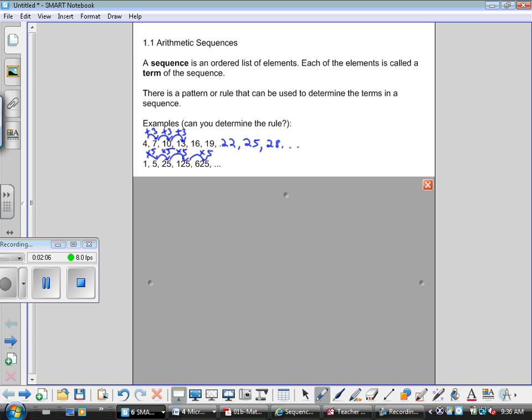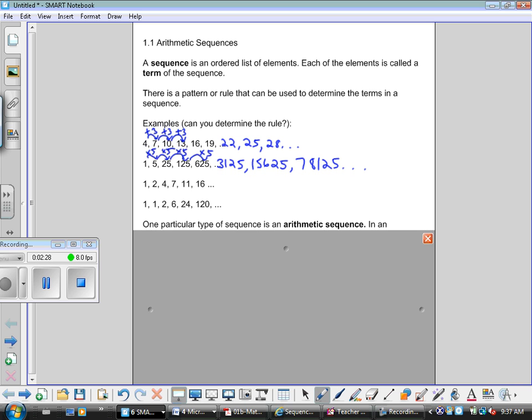To continue on with some more terms, we just multiply by 5. 3,125 would be the next term, and then 15,625, and then 78,125, etc. You could keep going because you know the rule.